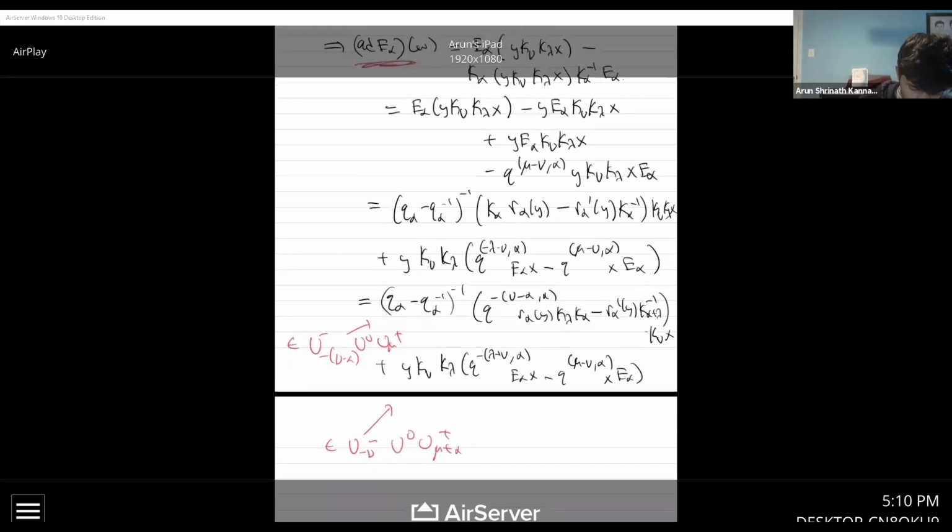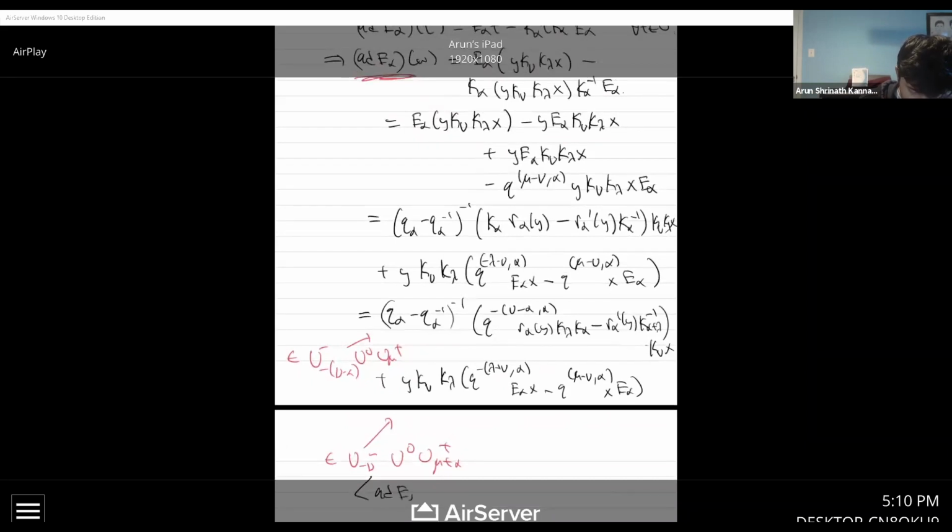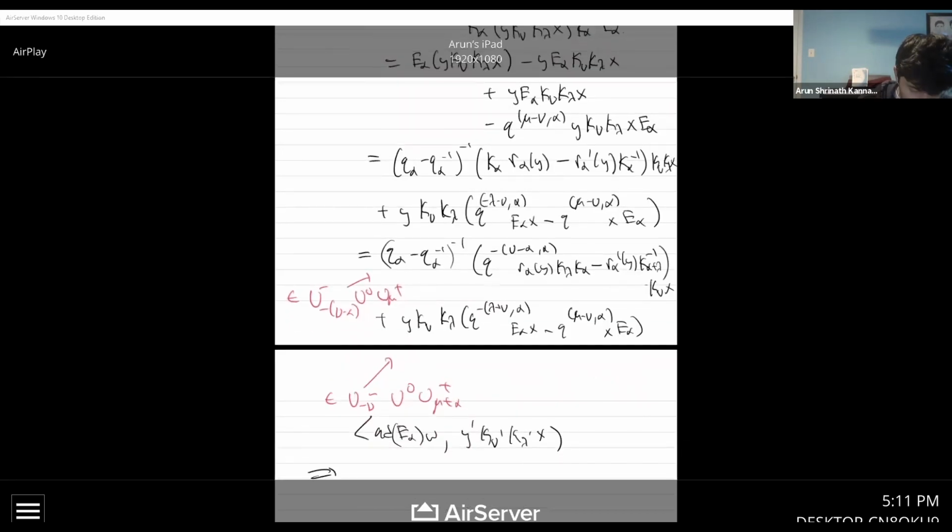So we'll just look at add e alpha of w with w prime, and remember w prime was of the form y prime k nu prime k lambda prime x, and then our orthogonality relation forces, well, it's x prime on the right side. And so this implies that either nu prime equals mu, or mu prime equals nu minus alpha, or nu prime equals mu plus alpha, mu prime equals mu.